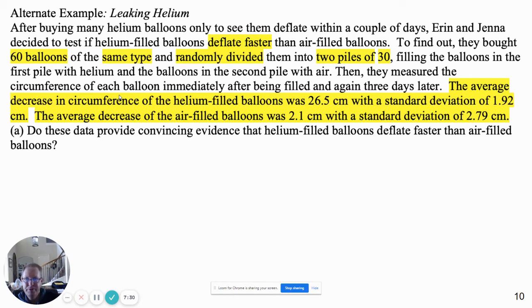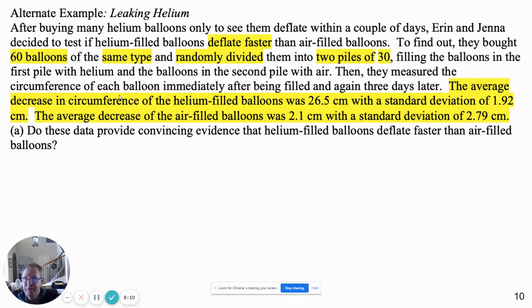The average decrease in circumference of the helium-filled balloons was 26.5 centimeters with that standard deviation, and the average decrease in the air-filled balloons was 2.1 centimeters with that standard deviation. So you can see that the helium balloons seem to decrease a lot more than the air-filled balloons. What we're going to be doing in this problem is determining whether that difference between 26.5 and 2.1 is statistically significant, or might be just random error.